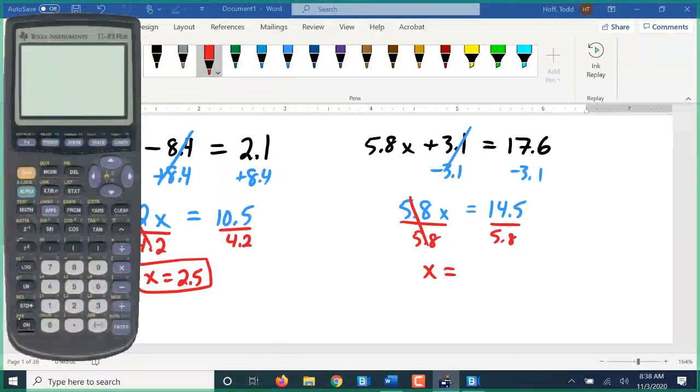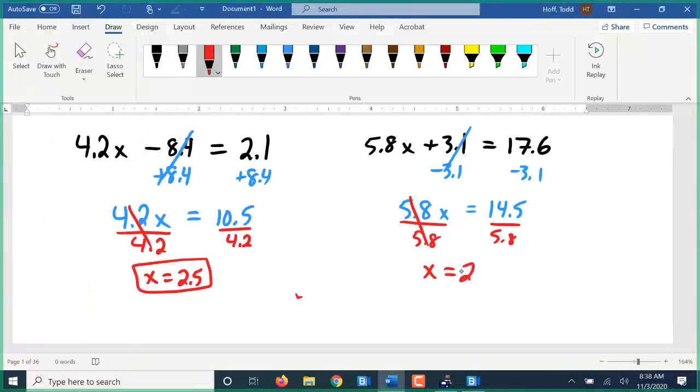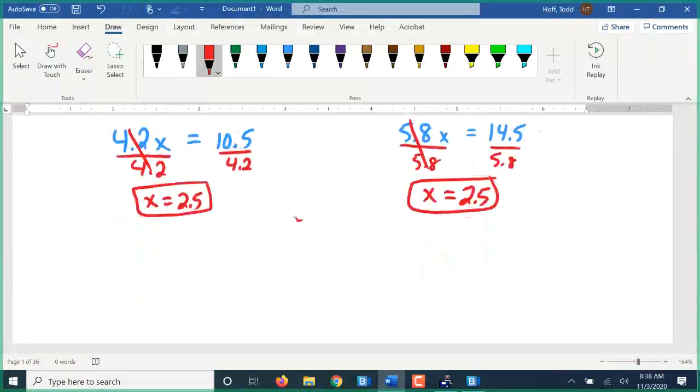2.5. What'd you get? 0.5? 2.5. Okay. That's what I was thinking, 2.5. So it's 2.5 again. Guess I'm stuck in a little bit of a rut there.